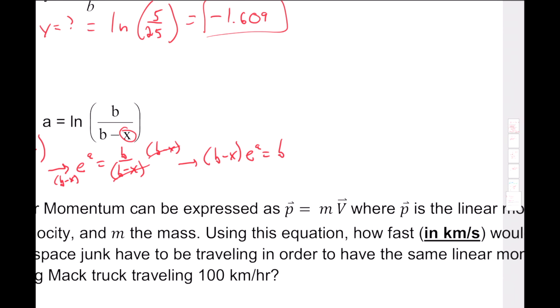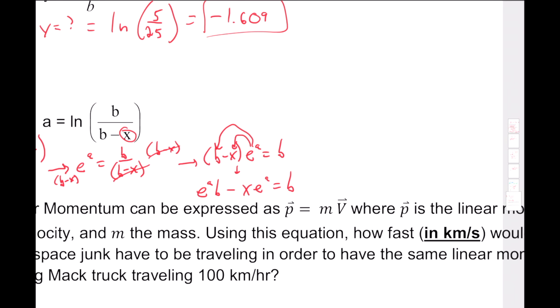So what now? Well, I'm going to multiply through e to the a times both of these components. So we'll go down this way. So that'll end up with e to the a times b minus x times e to the a equaling b. Okay, well now I just have x with one term.